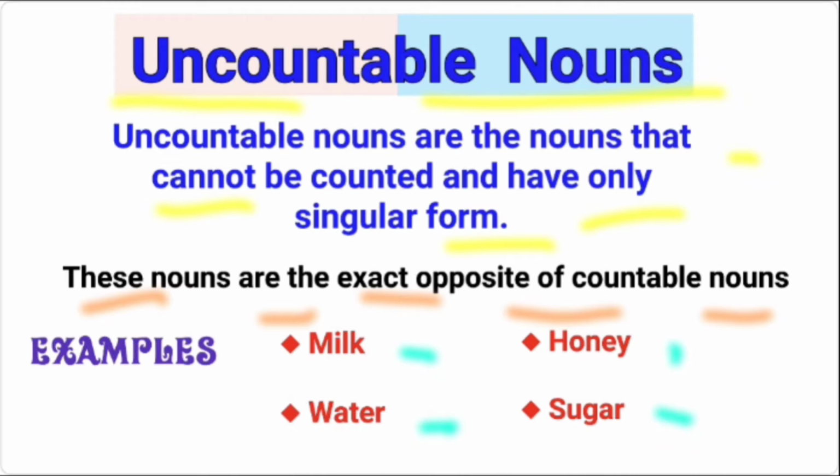So students, can you count milk? No. Can you count sugar? No. Why? Because we are unable to count them. So these are called uncountable nouns.